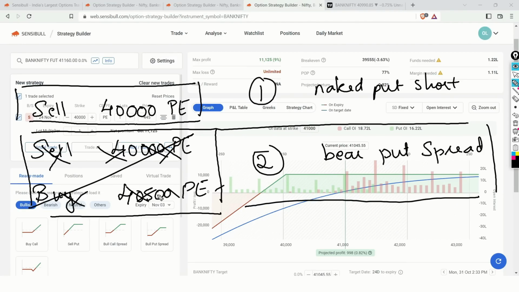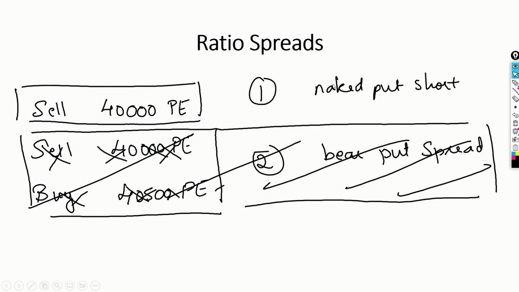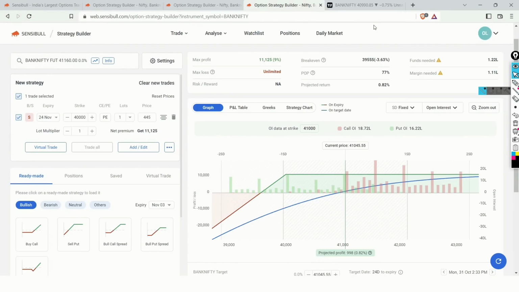So this is going to give us profit. Our adjustments will only be related to the naked put sell leg. We are only going to focus on how to adjust this naked put short. Now let us address what are the different ways we can adjust this particular leg.